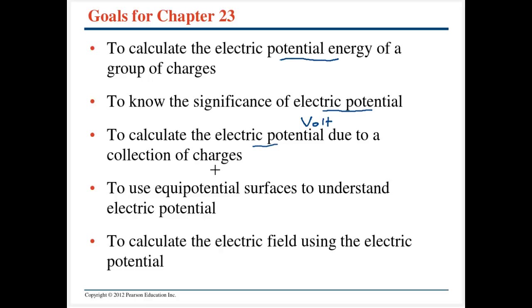So we'll talk about electric potential due to groups of charges, surfaces that have a constant potential across them, all in relationship to electric potential. And lastly, there's a relationship between the electric field, which we're already familiar with, and the electric potential that I'm introducing in this chapter here.